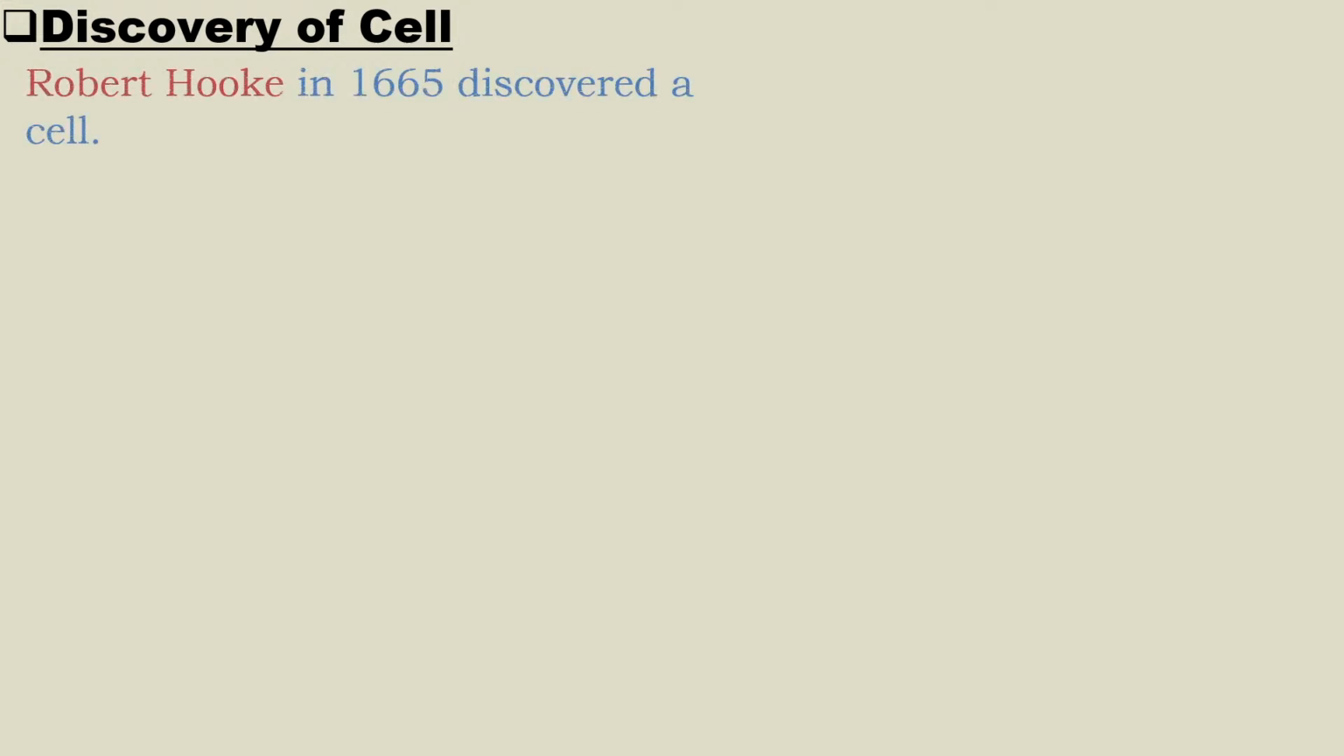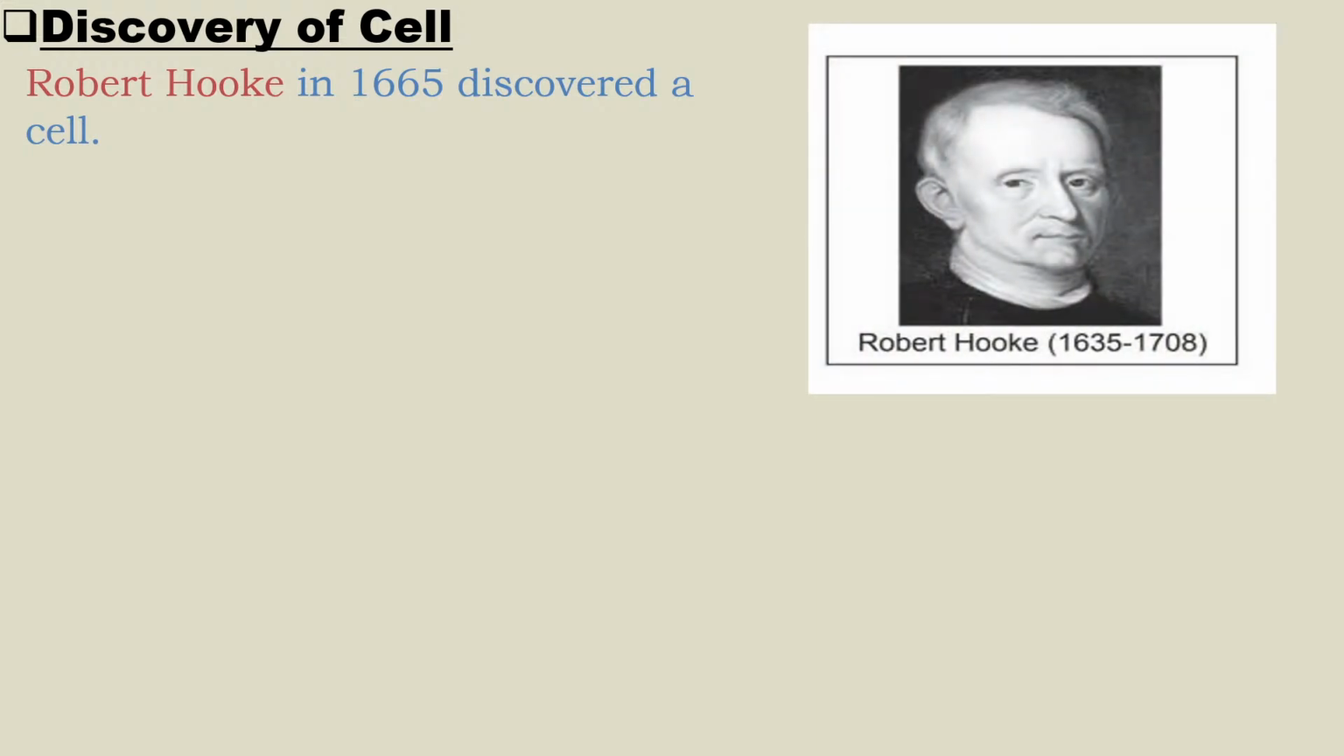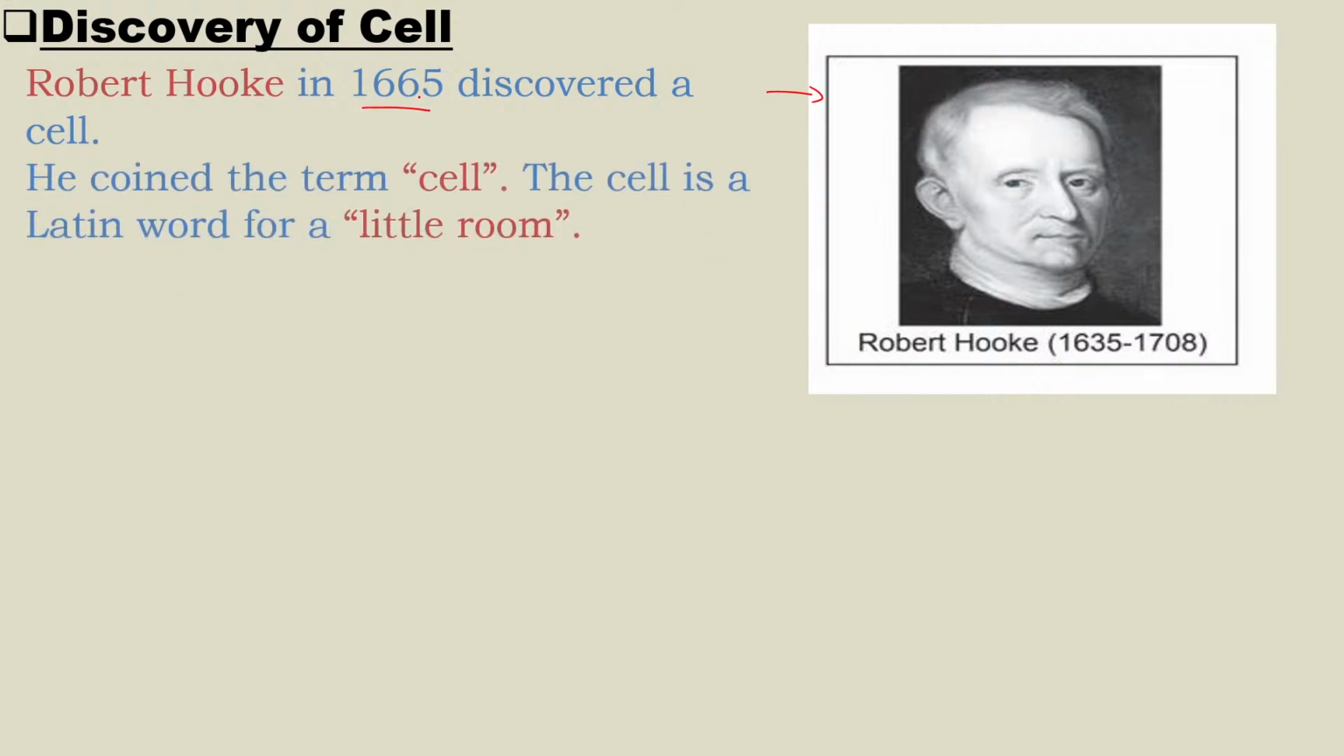Now, how was the cell discovered? The whole credit goes to a famous scientist called Robert Hooke. The credit of discovering the cell goes to him. In 1665, he discovered the cell. He first used the term cell; he coined the term cell. Coin means he used that term for the first time during his discovery. Cell is actually a Latin word, and in the Latin language, the word cell means little room.